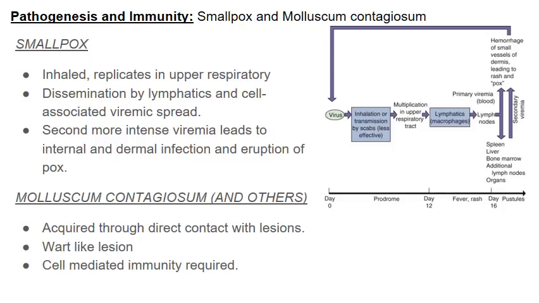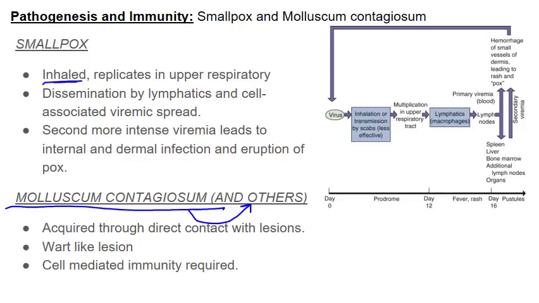All right, so I'm going to go through the pathogenesis and immunity of smallpox, and then I'll go through it for Molluscum contagiosum. And for Molluscum contagiosum, you can actually apply that to all of the other pox viruses that we're going to talk about. But first, let's talk about smallpox.